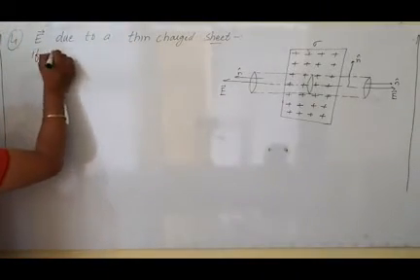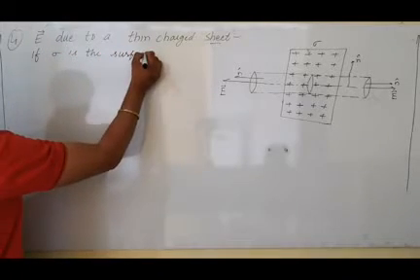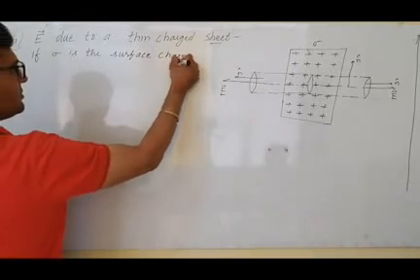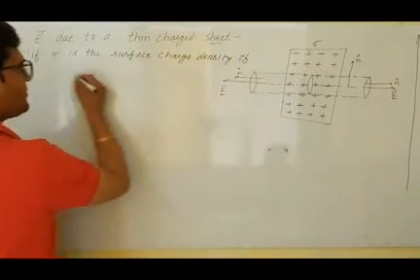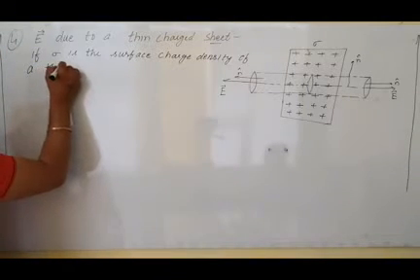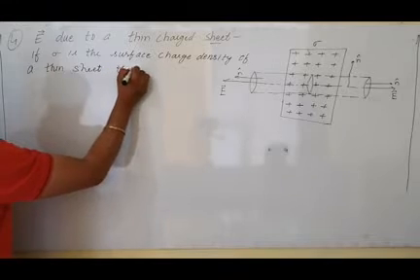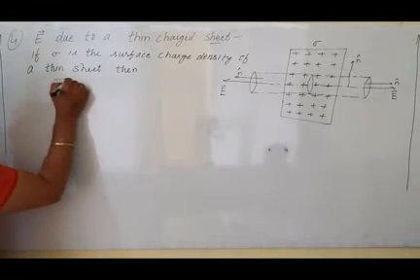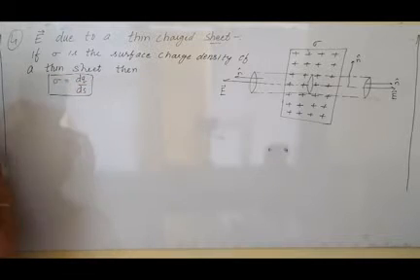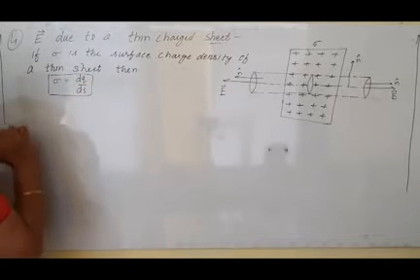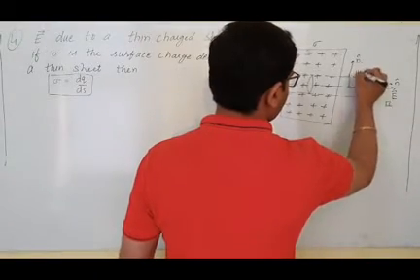If sigma is the surface charge density of a thin sheet, then sigma is equals to dq by ds. We have 3 points, 1, 2 and 3.